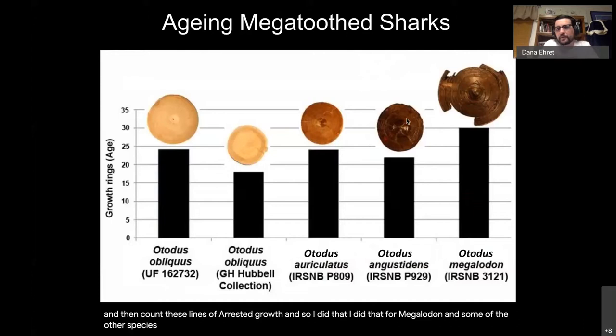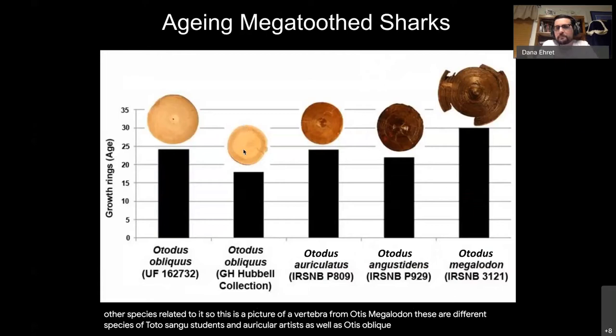So this is a picture of a vertebra from Otodus megalodon. These are different species, Otodus angustidens and auriculatus, as well as Otodus obliquus. And I x-rayed all of these vertebrae and counted these lines of arrested growth. And I came up with age estimates for these different species of sharks in the fossil record. The Otodus vertebrae that I was able to study, there's not too many of them out there, came in at about 24 and 18 years of age. The auriculatus was about 24 years of age. The angustidens was about 22, 23, and the megalodon was over 30.